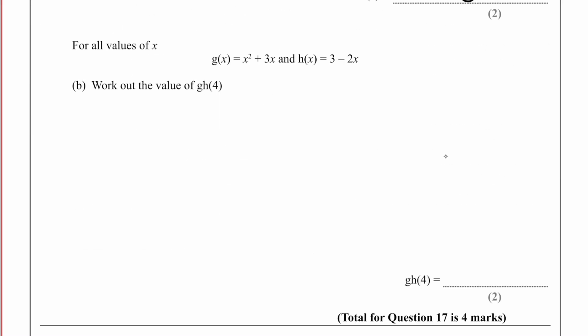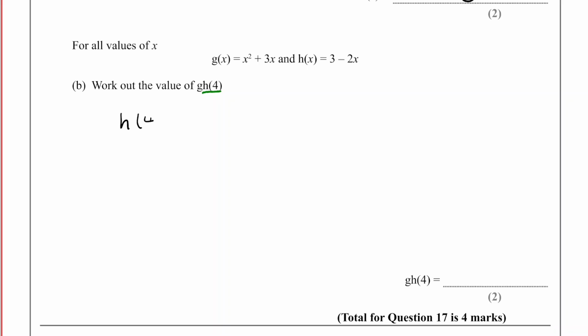For all values of x, we've got g of x is x squared plus 3x. h of x is 3 minus 2x. What is gh of 4? So with these composite functions, we start with the right side. We're going to put 4 into h, and then we're going to put that answer into g.